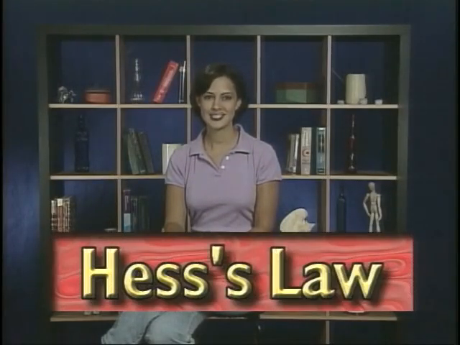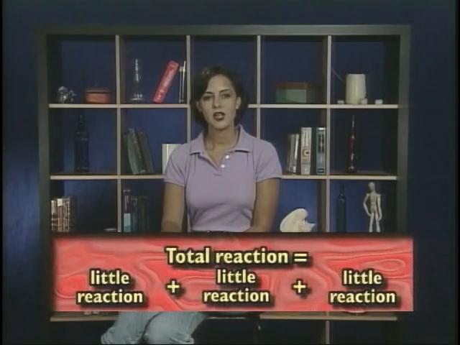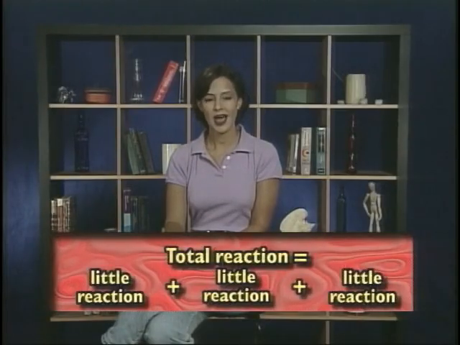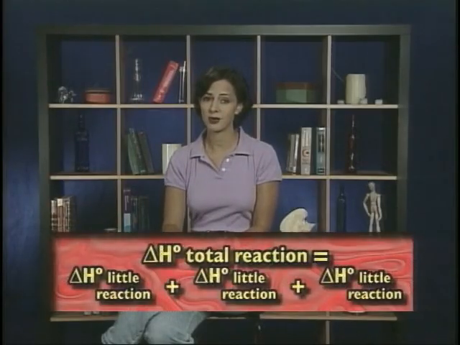Okay, here's another rule for you to remember. It's called Hess's law, and it's pretty easy. According to Hess's law, the total enthalpy change for a reaction equals the sum of the enthalpy changes of the intermediate steps. In other words, if your total reaction consists of 3 little reactions, you add up the enthalpy changes of the 3 little reactions and get the total enthalpy change for the reaction. Just remember it, because you'll need to know it for a problem.